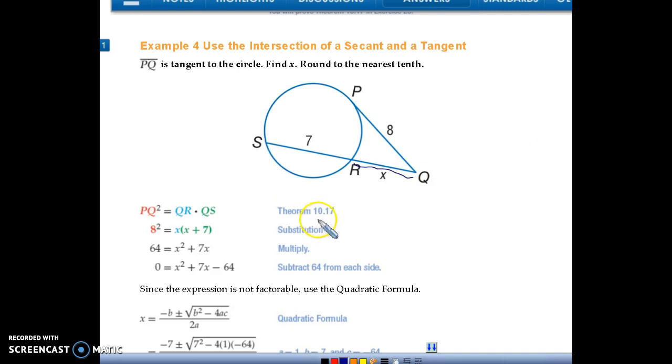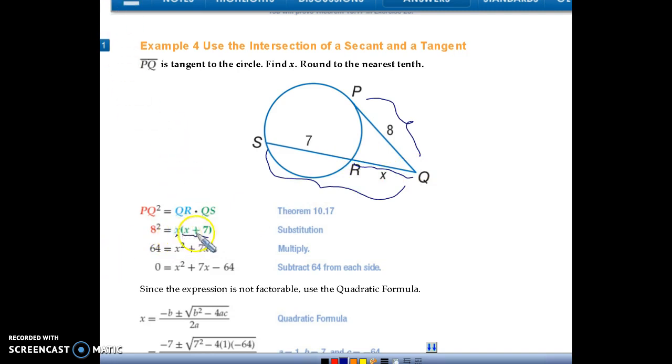By the theorem we just saw, 1017, this tangent PQ squared is going to be the product of the large secant SQ times the exterior part RQ, is what the theorem says. Let's substitute. PQ is 8, so it's going to be 8 squared. And the product of the whole segment SQ, that is 7 plus x, times the exterior segment RQ, that is x.